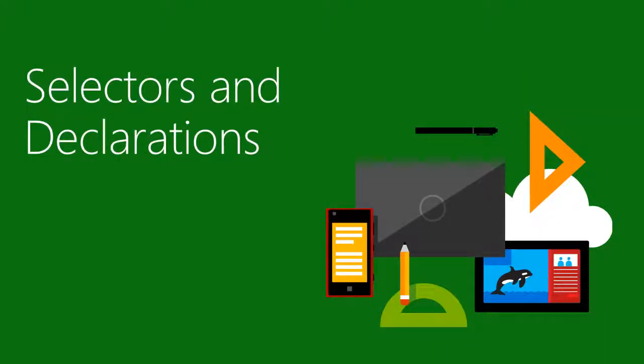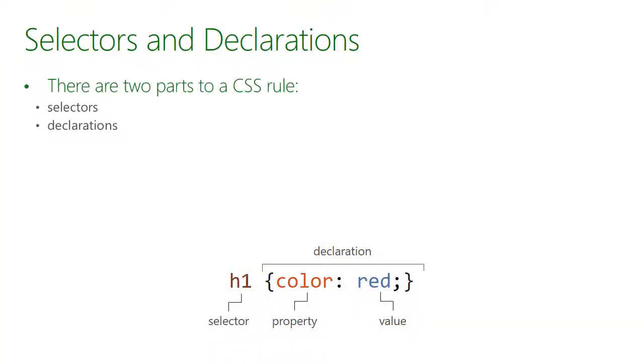Next up, let's have a look at selectors and declarations. So there's two parts to a CSS rule. The first part is the selector, and the second part is the declaration. As you can see at the bottom of the page there, H1 in this particular example is the selector, whereas the declaration includes both the property and the value.